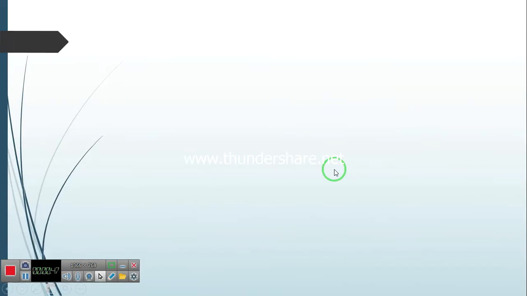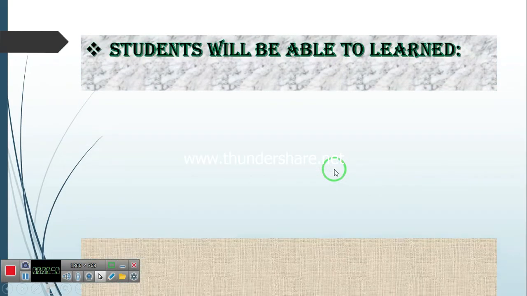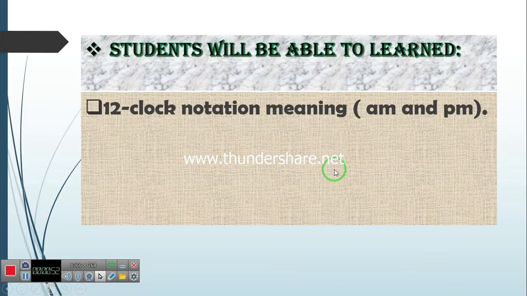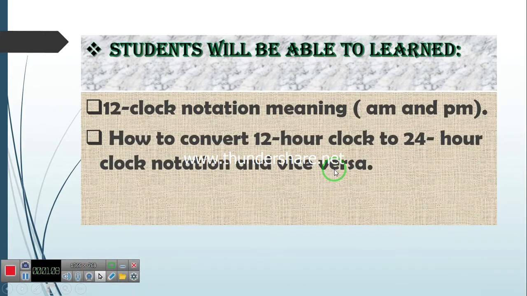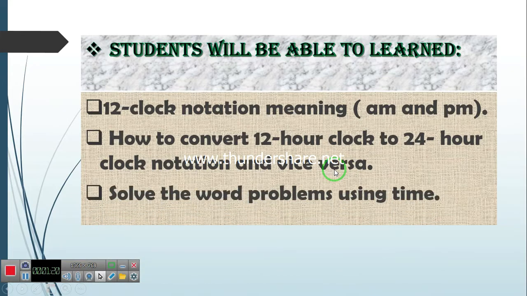Before you study this lesson, you will learn from me what 12 o'clock means, and what AM and PM mean. Normally you already know, like I wake up at 6 AM, but you don't know what AM or PM means here. You will also know how to convert a 12-hour clock to a 24-hour clock format, and 24-hour clock to 12-hour clock notation. And the last important thing is to solve word problems using time.